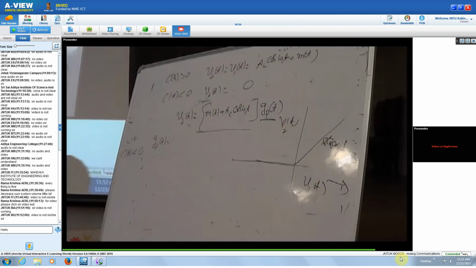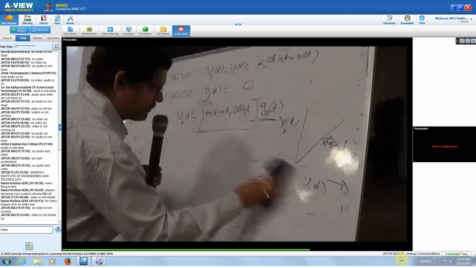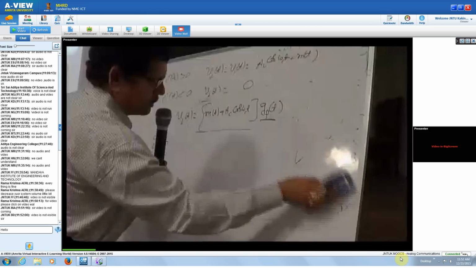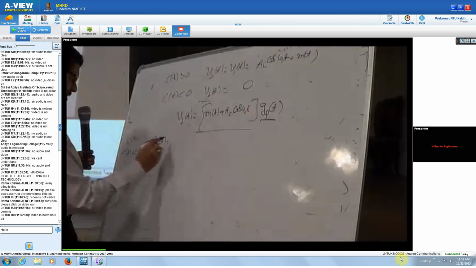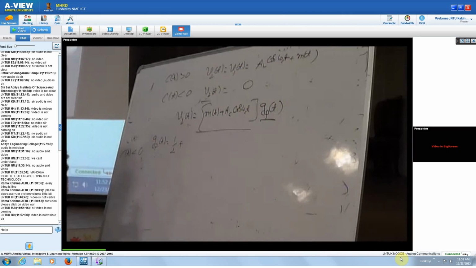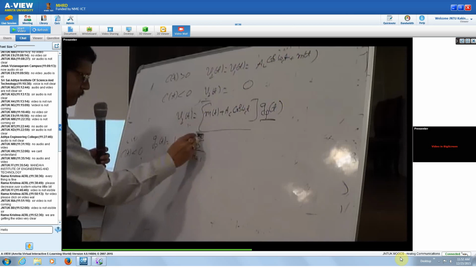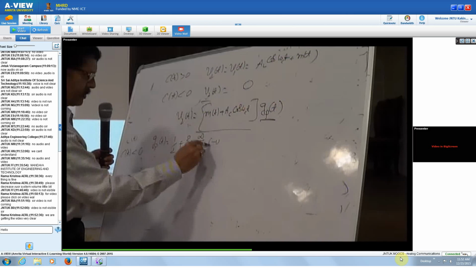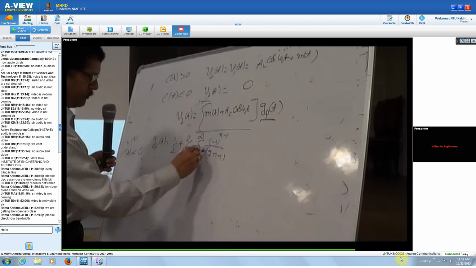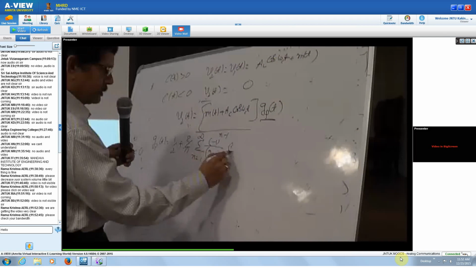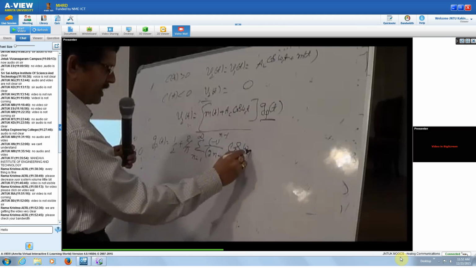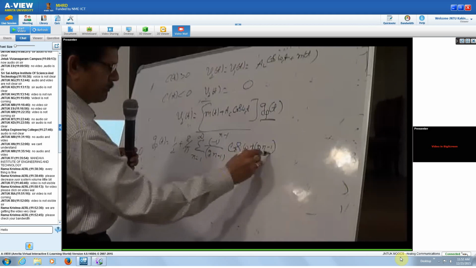So what will be your g_p(t) when you expand this as a Fourier series? A pulse train. So this will be 1 by 2 plus 2 by pi sigma of minus 1 to the power of n minus 1 by 2n minus 1 cos omega_c t into 2n minus 1.